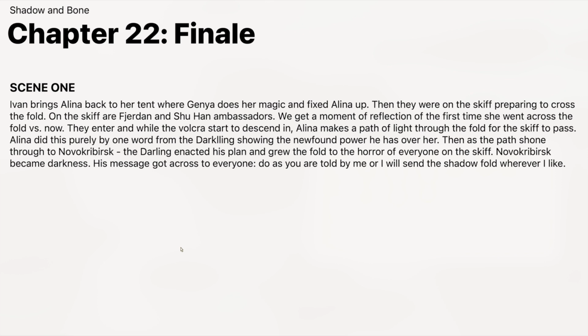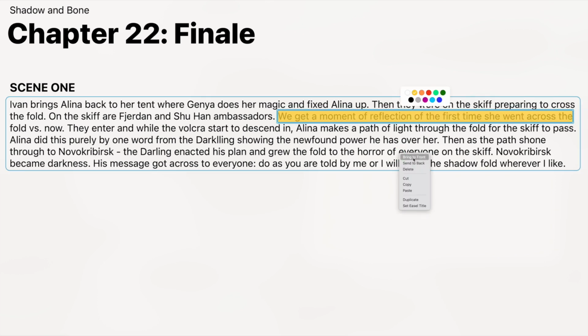Now we have the last official chapter, chapter 22, and this is our finale. There will be 2 scenes. Scene 1, Ivan brings Alina back to her tent, where Genya does her magic and fixes Alina up. Then they're on the skiff, preparing to cross the fold. On the skiff are Fjerdan and Shuhan ambassadors, people from the 2 different regions that are always at war with Ravka. We get a moment of reflection of the first time that Alina crossed the fold versus now. It shows that we are ending the story where we began.